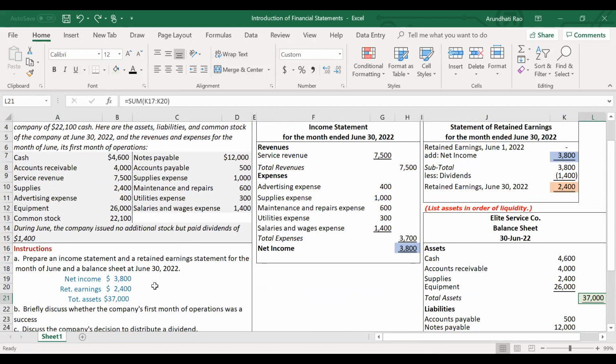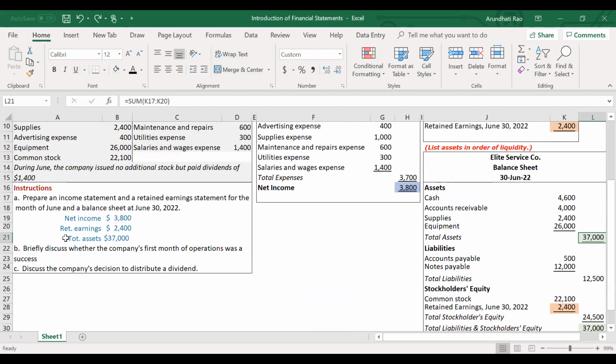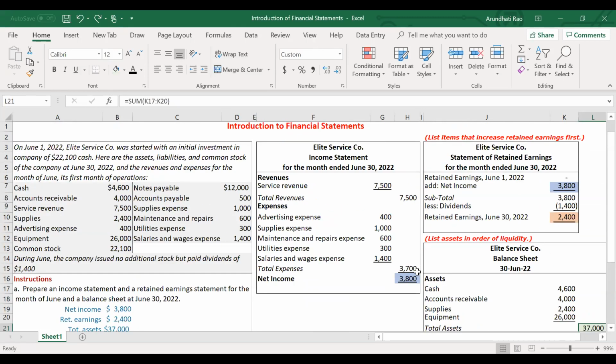Wherever they give you check figures, always check this. Net income, they said, is 3,800. I got that number. Retained earnings, ending balance obviously is 2,400. I have that number. And total assets, which will be total liability and stockholders' equity, is 37,000. I have that number as well. So at this point, I know that I have done everything correctly over here with my 3 financial statements.